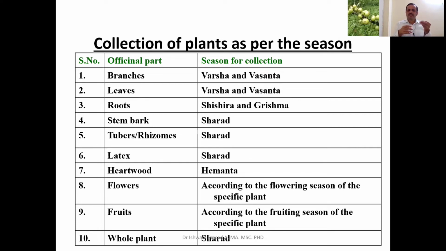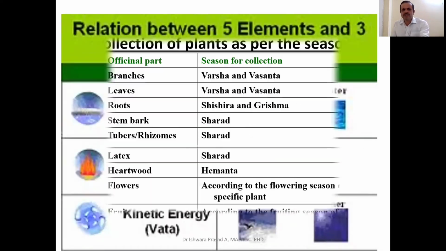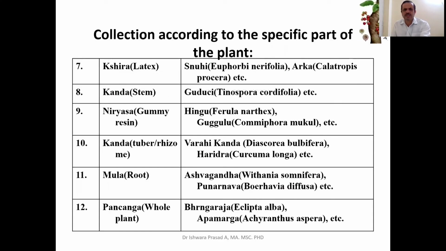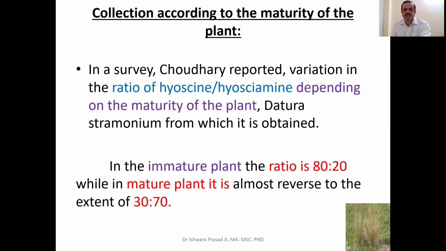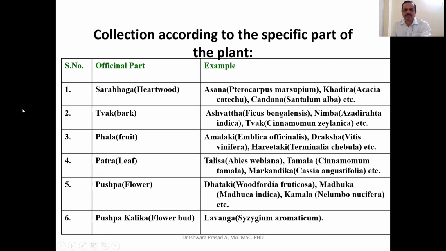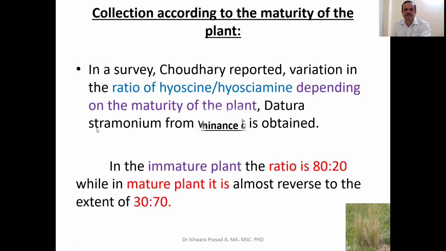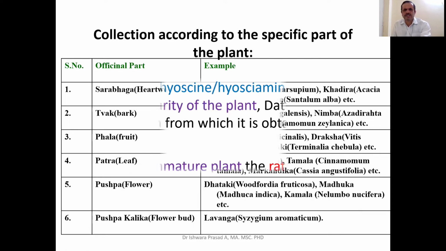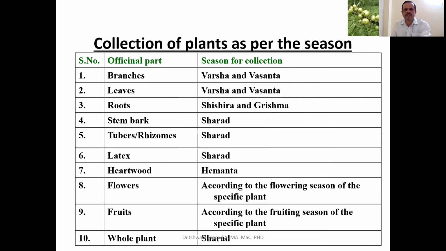According to the flowering season of the specific plant, the flowers are collected, because flowers have their own specific flowering season based on which they are collected. Fruits are collected according to the fruiting season of the particular plant. Then the whole plant can be collected in Sharad Rutu. So this is how collection of the plants is done as per the season, or according to the specific part of the plant, or according to the maturity of the plant. Collection according to the maturity of the plant, collection according to the specific part of the plant, collection according to the season. In this way, the plants are collected for human benefit or treatment purposes.